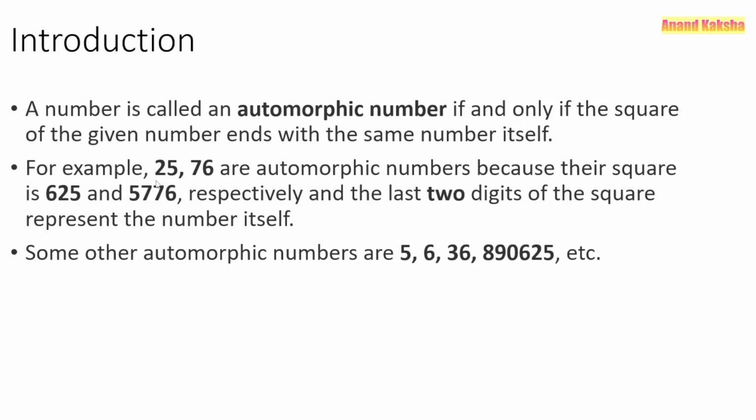So for example, if we find the square of 25, it ends with 25 itself. If we find the square of 76, it ends with 76 itself. So we can say a number is called an automorphic number if and only if the square of a given number ends with the same number itself. So guys, examples of automorphic numbers are 5, 6, 25, 76, and these are the numbers that end with the number itself when we find its square.